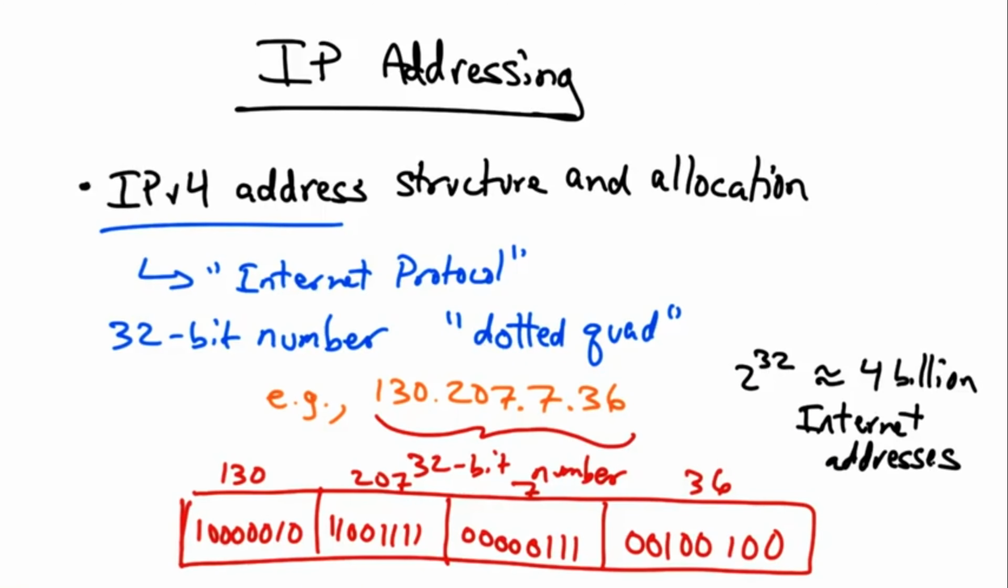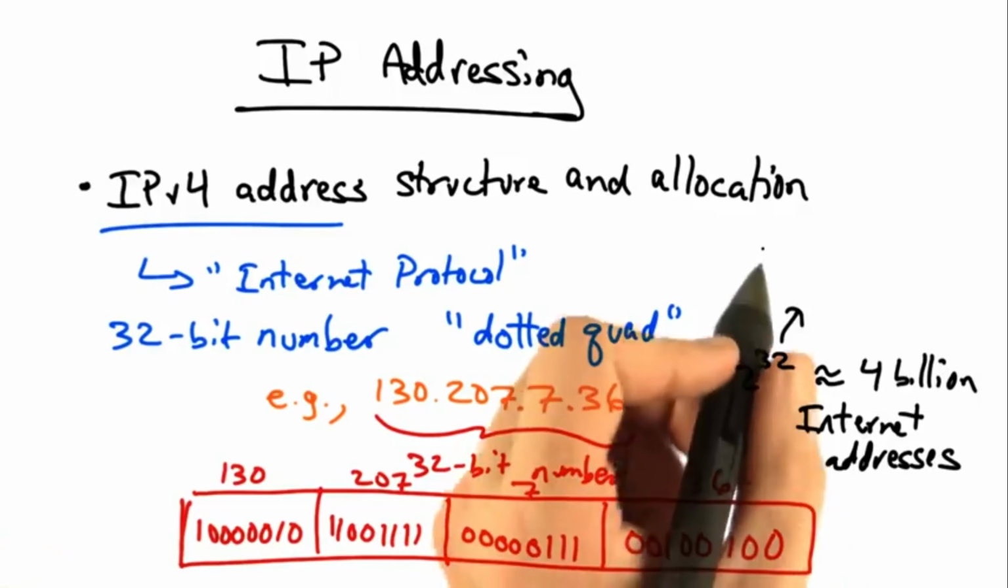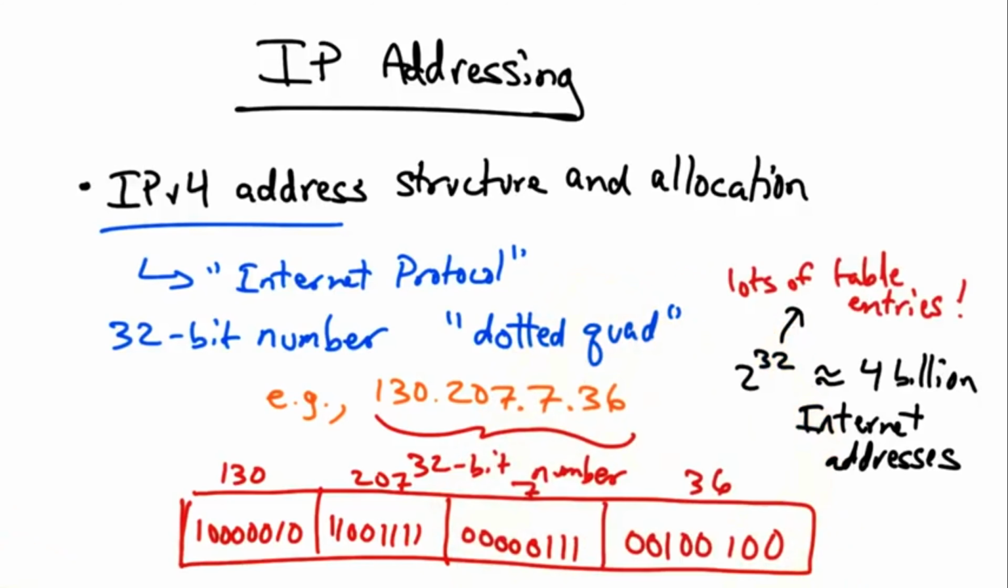Now that sounds like a lot of addresses. As it turns out, it's actually not enough, and we're running out of IP addresses, as I'll discuss in a later lesson. But even if we only had to deal with 2 to the 32 Internet addresses, that's still a lot. Think of if you have to store every single IP address as an entry in a table. Very quickly that becomes an extremely large table, where lookups can be slow, and the memory required to store such a large table might be expensive.